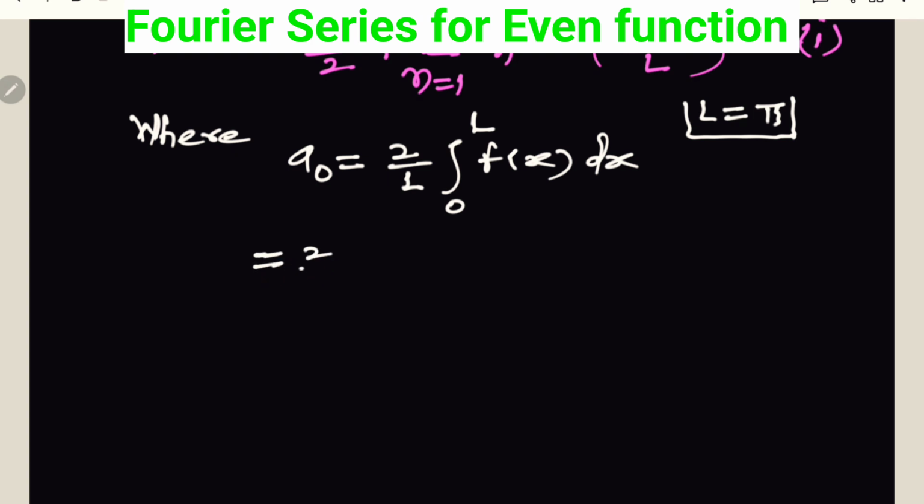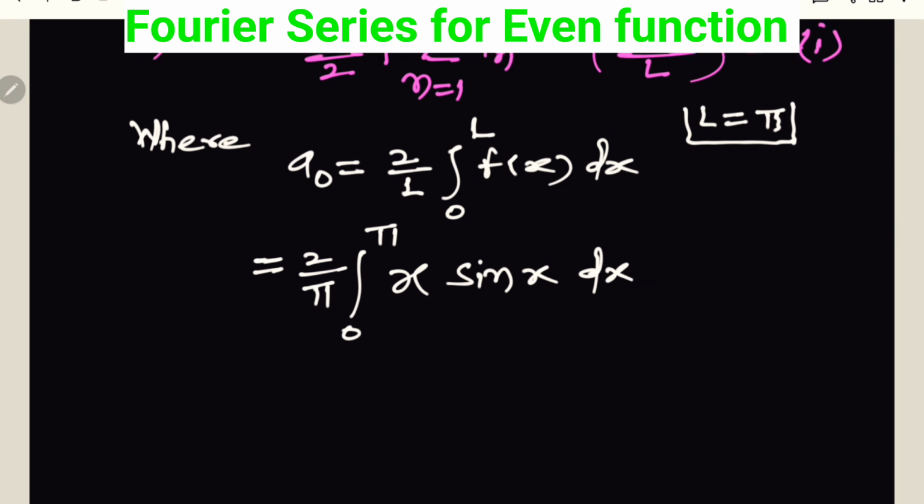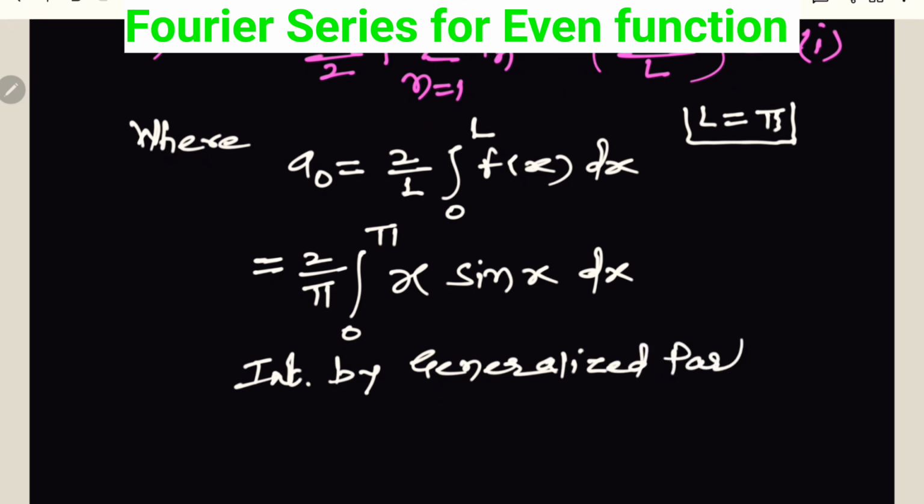2 by pi integration from 0 to pi, f of x is x into sine of x, and its integration with respect to x. As it is a product of two terms in x, we have to integrate it by generalized parts. Already I have mentioned in the previous example for Fourier series that integration by generalized parts plays a very important role for evaluation of the integral.